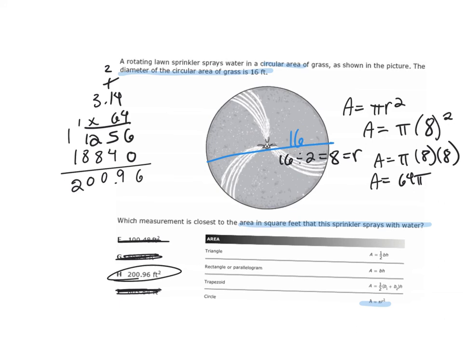So remember, when you're working with circles, identify the measurements you've been given. Are you working with the radius or the diameter? Figure out what you're trying to look for. Do you want the area or the circumference? Go to your formula chart, write down your formula, substitute, and solve.